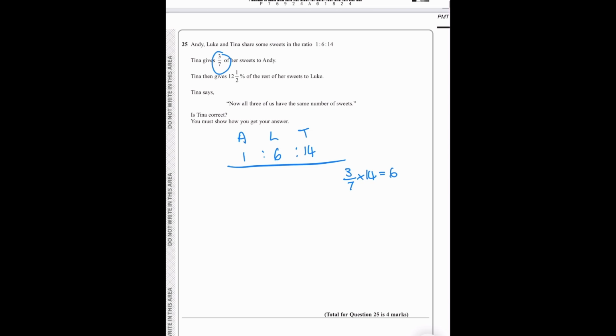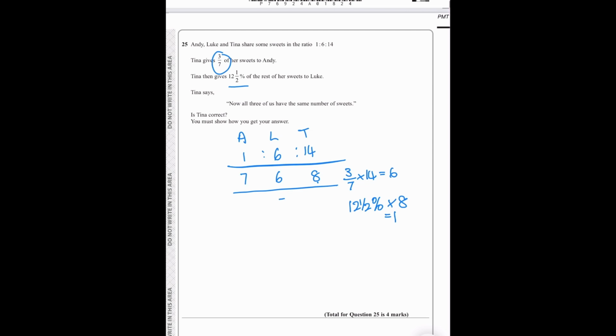So Andy now has 6 more, which gives him 7. Tina has 6 less, which gives her 8. And Luke still has 6. Then Tina gives 12.5% of the rest of her sweets. So 12.5% times 8 gives me the answer of 1. So she gives 1 sweet to Luke.